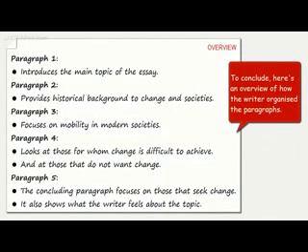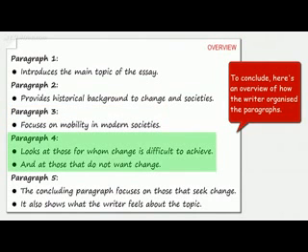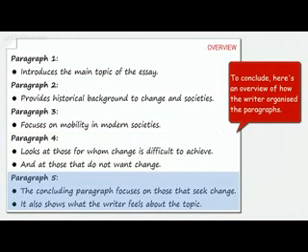To conclude, here's an overview of how the writer organised the paragraphs. Paragraph 1 introduces the main topic of the essay. Paragraph 2 provides historical background to change in societies. Paragraph 3 focuses on mobility in modern societies. Paragraph 4 looks at those for whom change is difficult to achieve, and at those that do not want change. Paragraph 5, the concluding paragraph, focuses on those that seek change. It also shows what the writer feels about the topic.